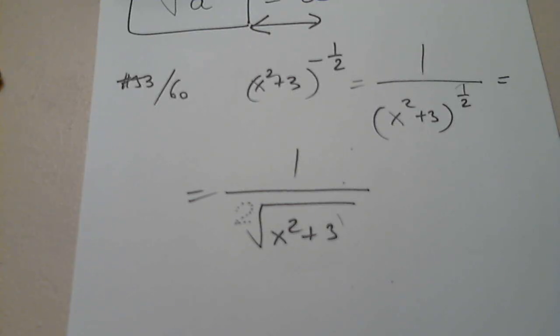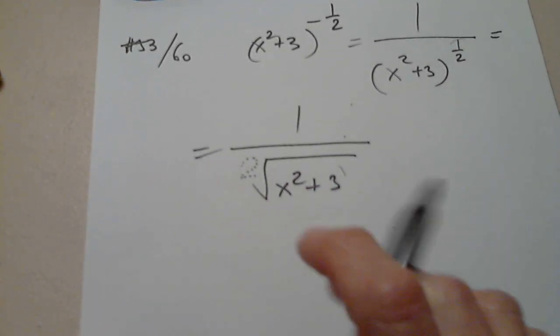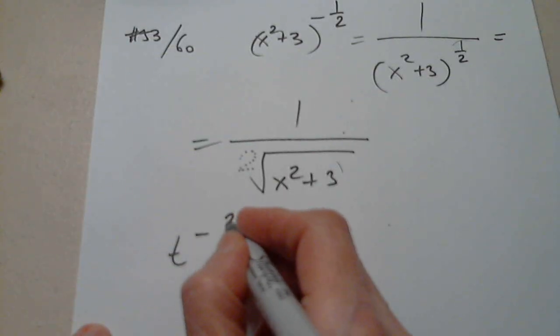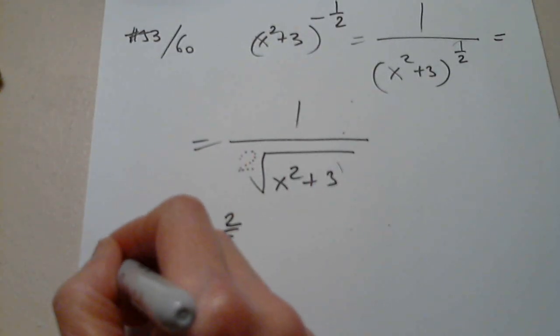See if we need another example, or we can move on to the next set of problems. Could we see number 49? Absolutely. So we have t raised to negative 2/5, and this is 49.